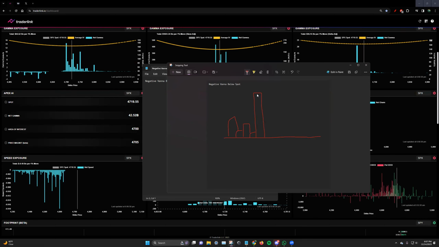So what is this considered, right? This is the positive exposure, and this is the spot price. So spot right here. So let's go over the basics again. All right, so let's talk about what happens when IV increases. What does this mean for the Vanna exposure?